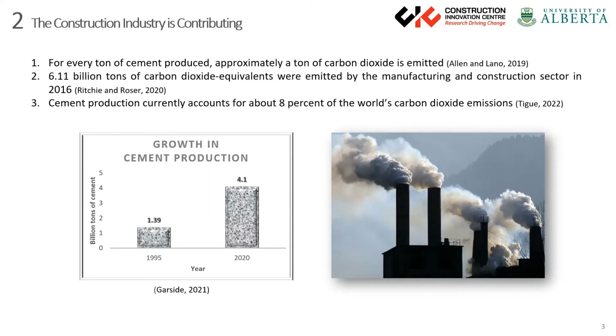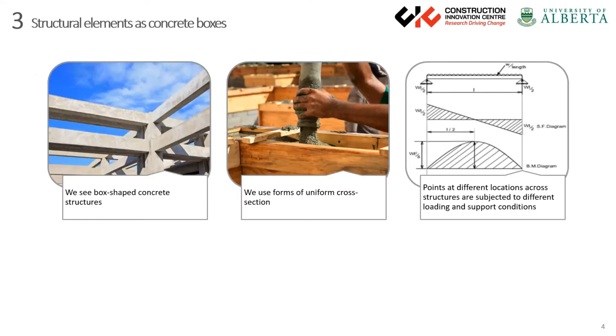And these facts accompany a growth trend in cement production. In 1995, 1.39 billion tons of cement were produced, compared to 4.1 billion tons of cement produced in 2020. And we have similar figures for steel production. We use steel also in reinforced concrete structures.